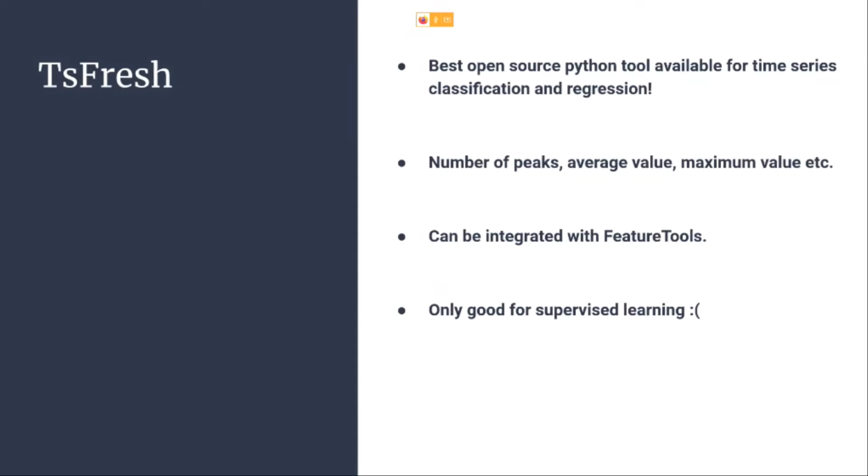TS is a classification, regression, and feature engineering tool which is available in Python. This is best for time series classification and regression, and can be integrated with Featuretools. This is not that widely used, so we will get very few examples of using it.